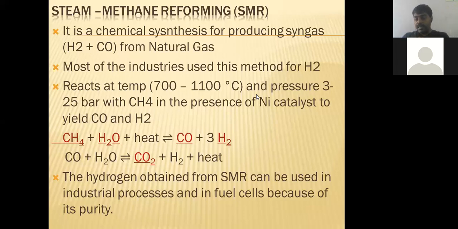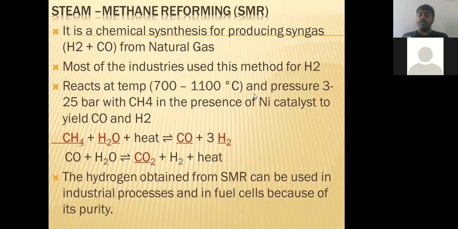Now in this particular steam methane process, the temperature will always be at higher temperatures, in a range of 700 to 1100 degrees. Pressure, I told you, higher pressures are always needed for faster reactions. This will be at 3 bar to 25 bar pressure. That much high pressure it needs. The third factor is the catalyst. The catalyst is going to be nickel. This nickel catalyst will enhance the speed of the chemical reactions.